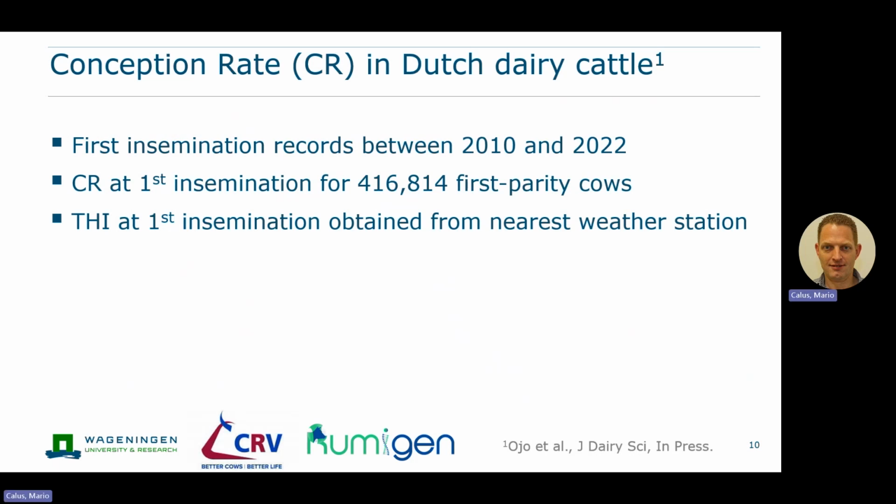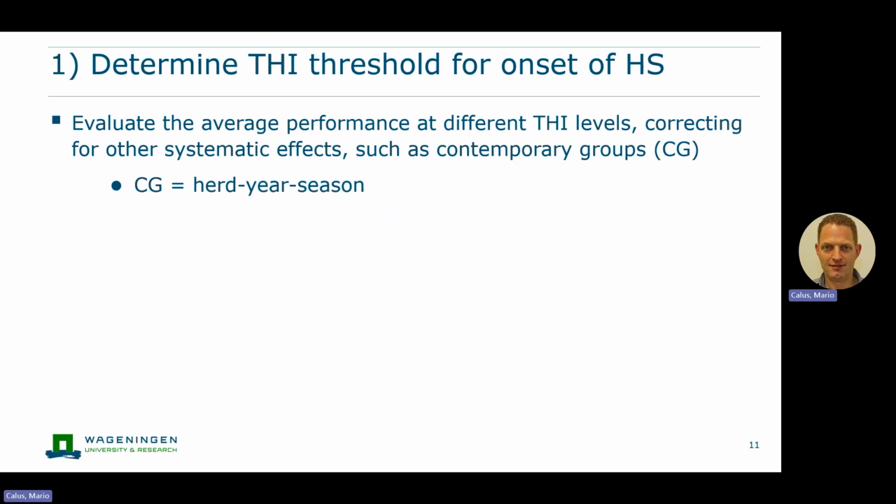So what we focused on here is first insemination records in Holstein cattle between 2010 and 2022. We looked at conception rate at first insemination for a little bit more than 400,000 first parity cows. And then at the moment of this first insemination, we obtained the THI from the nearest weather station.